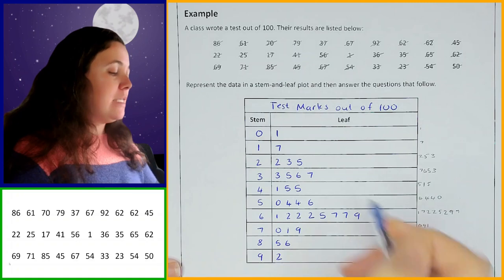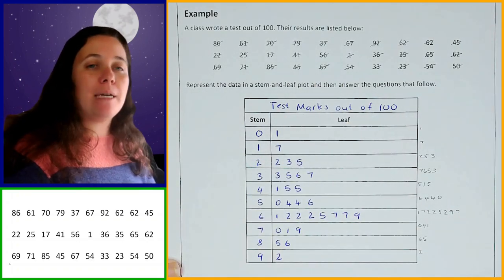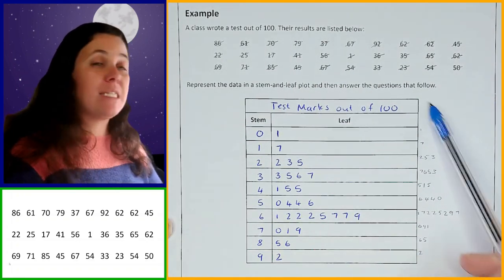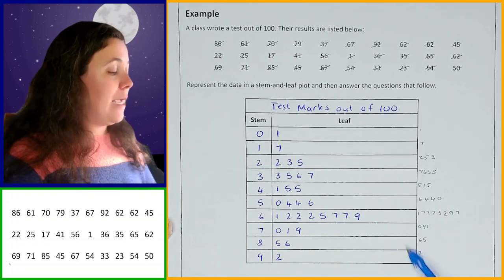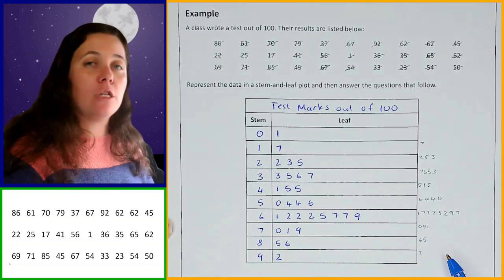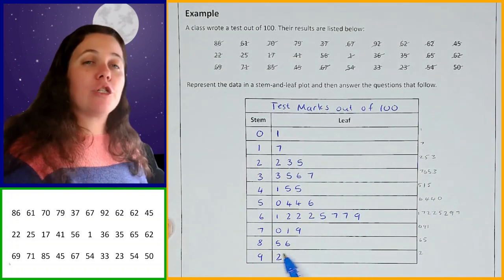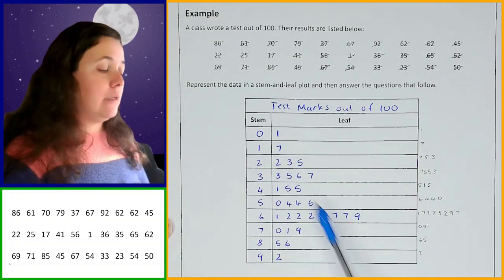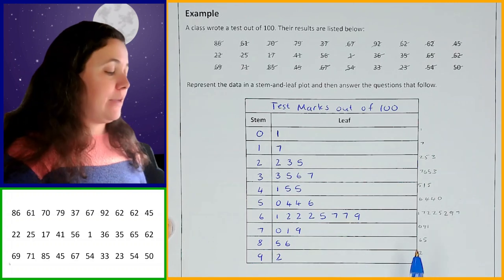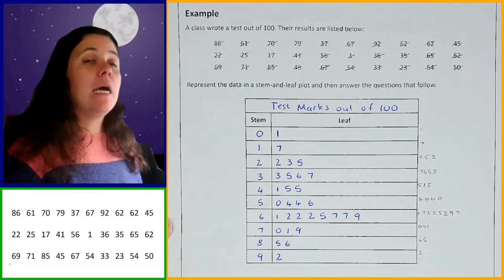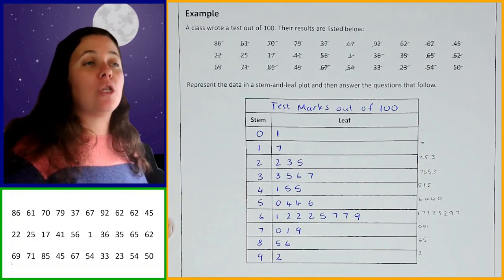Okay, so this is now the neat version of my stem and leaf plot. So first I put in my title, then I do a rough version, just in pencil on the side over here, which I can then use to do the neat version where it's going to all be in ascending order, nicely lined up in columns and everything. Okay, right. Now that we've done that, we're going to go and answer the questions.